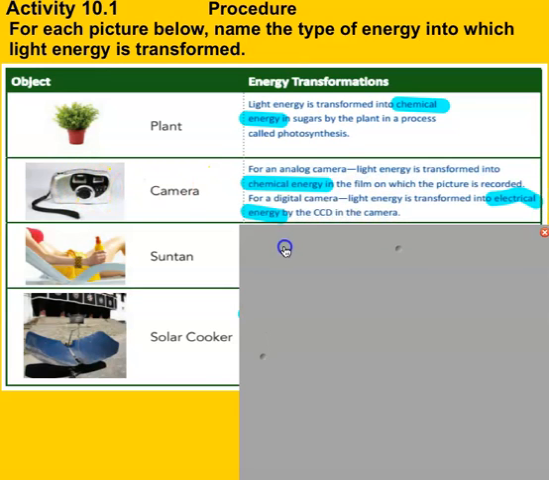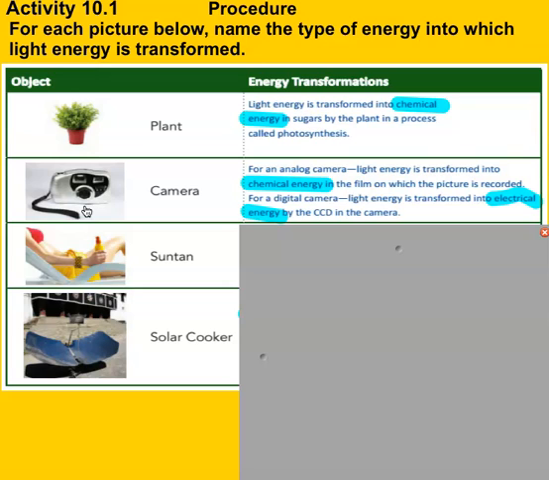So when we look at this one, it could also be one where there's maybe film in it. Not all cameras were always digital. Sometimes they had some old-fashioned film in it, and then you had to develop the film. So for an analog camera, light energy can be transformed into chemical energy. And so that image would be transferred onto the film that you got developed.